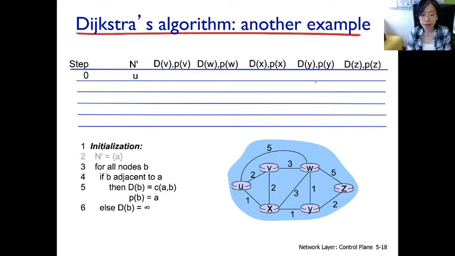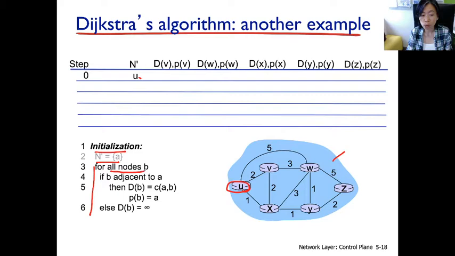Let's walk through the second example, which is illustrated right here. Once again, U is the source. And step number 1 in the initialization is to include the source into the N prime set. And that is why you see U being here.